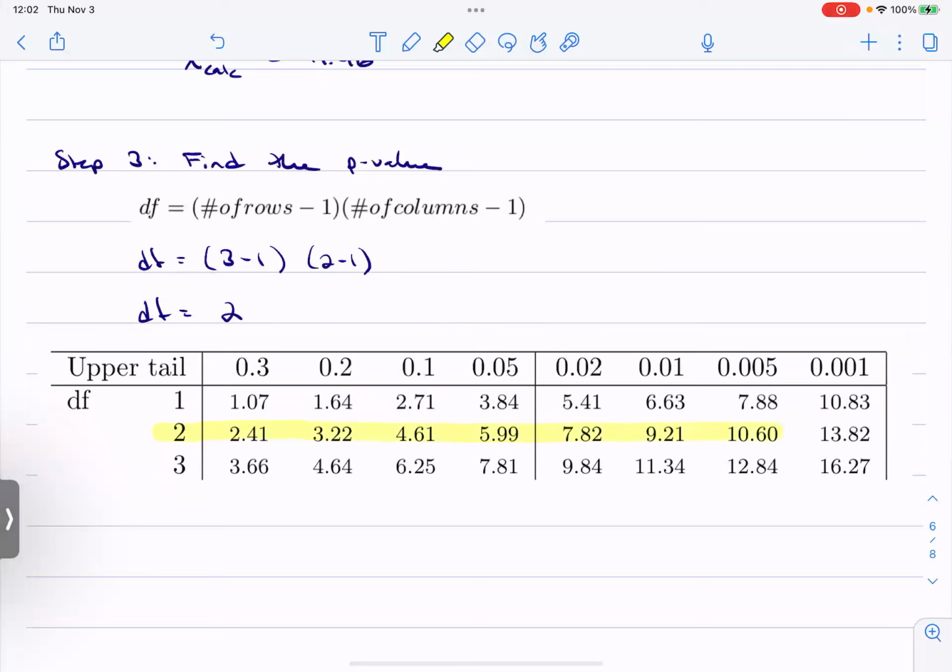What I want you to do is just now only focus on the 2 degrees of freedom. All the other degrees of freedom don't apply here. The number of categories that you have is not going to change. So then you're fixed.